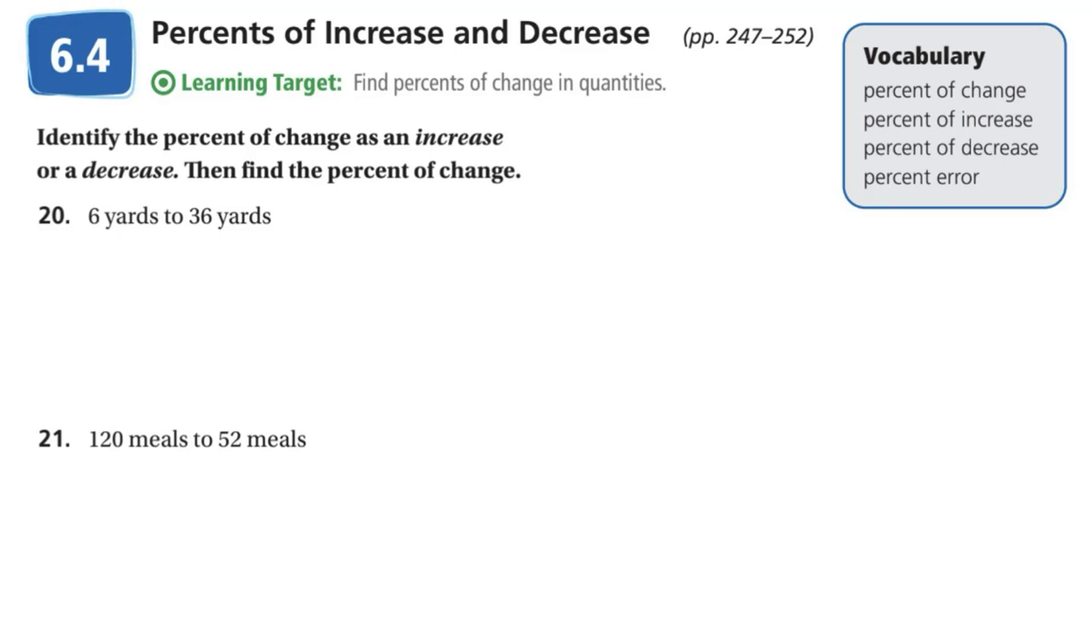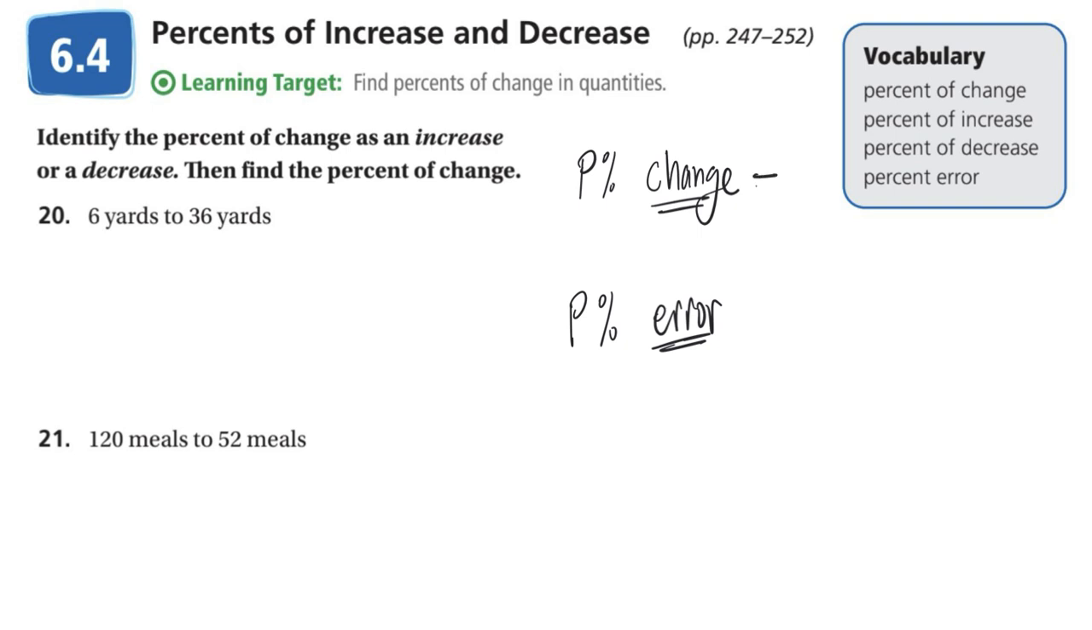All right, so 6.4 is percents of increase and decrease. Some key vocabulary words that we learned in this section were percent of change, percent of increase, percent of decrease, and percent error. So there was a formula that we used that found the percent of change. To get the percent change, it's basically like we did in 6.1, which is just if we find the fraction of the total, that's the change, you can find a percent from a fraction.